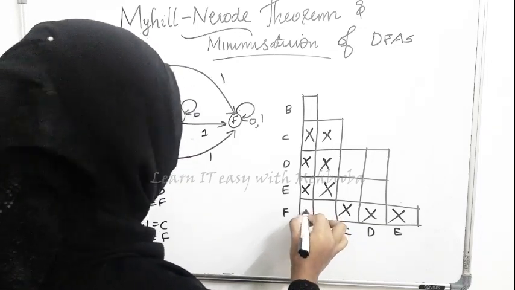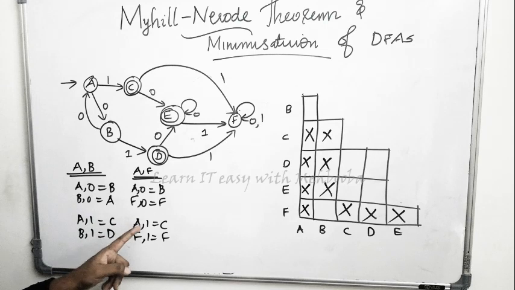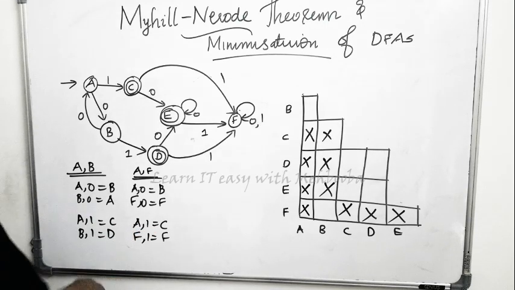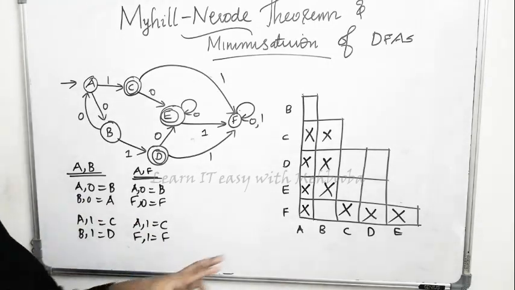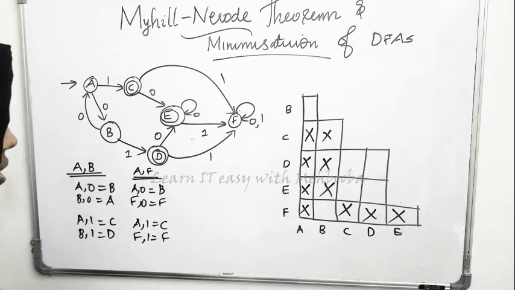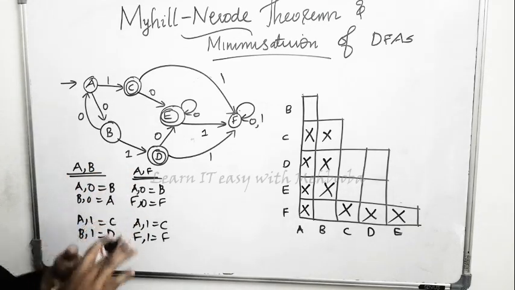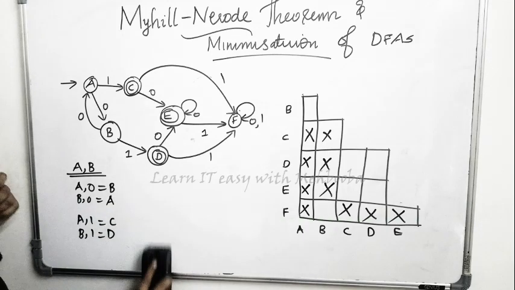So you can mark AF also. AF can be marked. They are not going to be equivalent, because A on 1 is leading you to a final state, but F on 1 doesn't lead to a final state. Definitely that means they are not equivalent. So AF could be marked. So this is not to be considered anymore. This AF pair has been marked, so you don't need to keep that anymore.